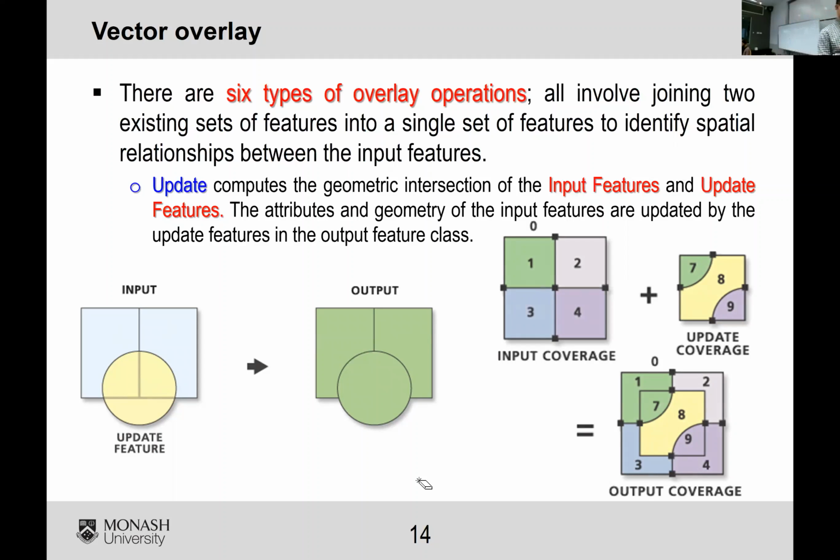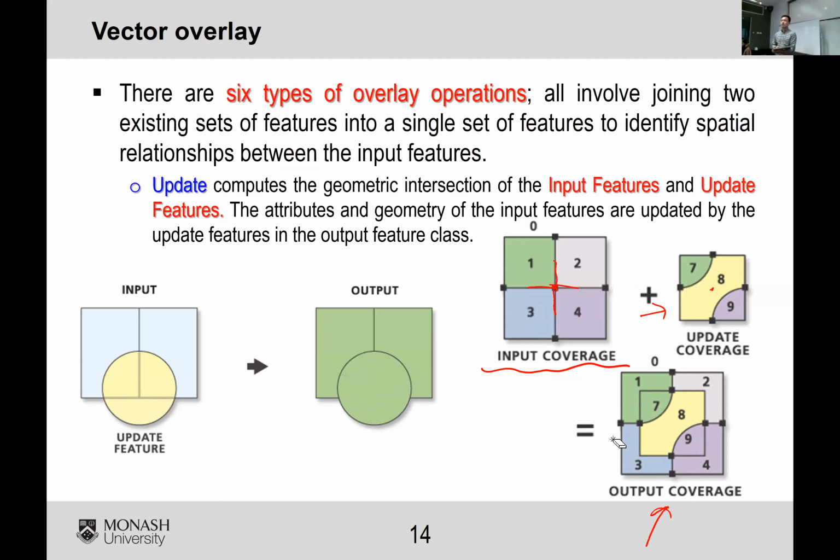And as a result, if you have this input feature here and the update feature, you can see they're of different size, right? But their centers are at the same location. When we do an update overlay between these two, you will get this result. You'll see these edges are overwritten by the new feature, so it creates new polygons. And the attributes from these two input features are also preserved. So you create new polygons with new attributes.